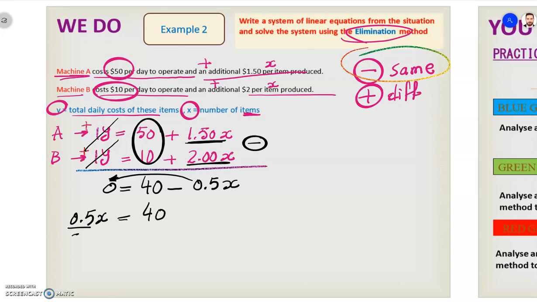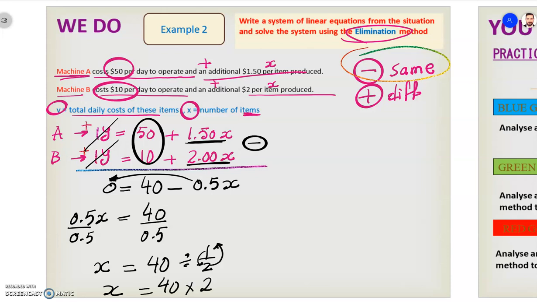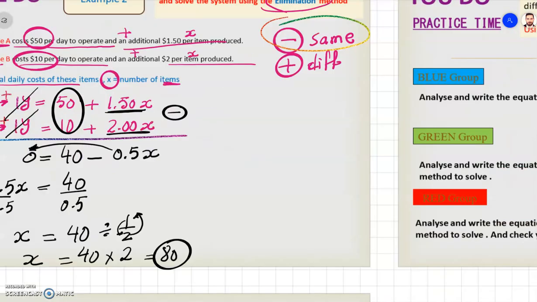If you would like to get x, you have to divide both sides by 0.5. So x should be equal to 40 divided by a half, which is 40 multiplied by 2, which is equal to 80. Here we have x as 80. If you want to get y as I did in the last video, you will get 170 by substituting x equal to 80.